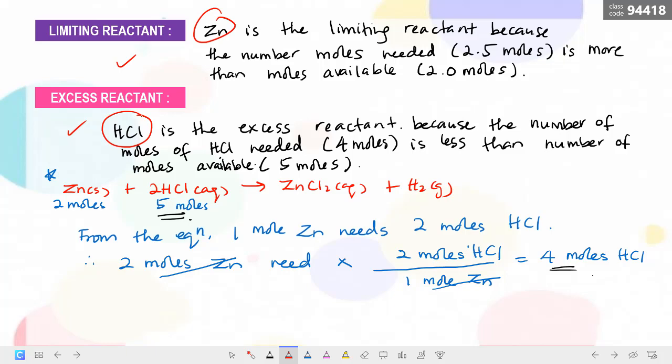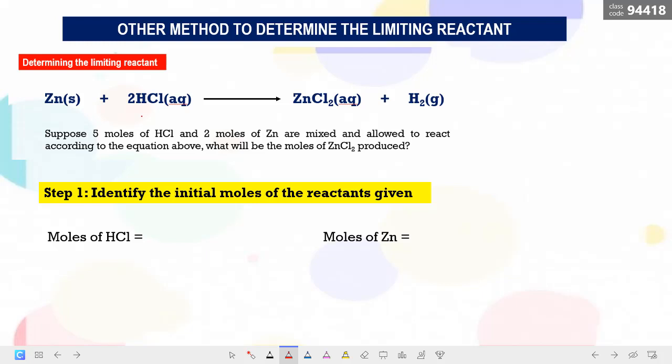Alright, okay. So now let's continue with the next question. Oh, before that, we have other methods to determine the limiting reactant. Itu tadi satu cara, we compare reactant and reactant punya mole, comparing the mole of reactant with other reactant. Okay, so I want to show you another method to determine the limiting reactant.